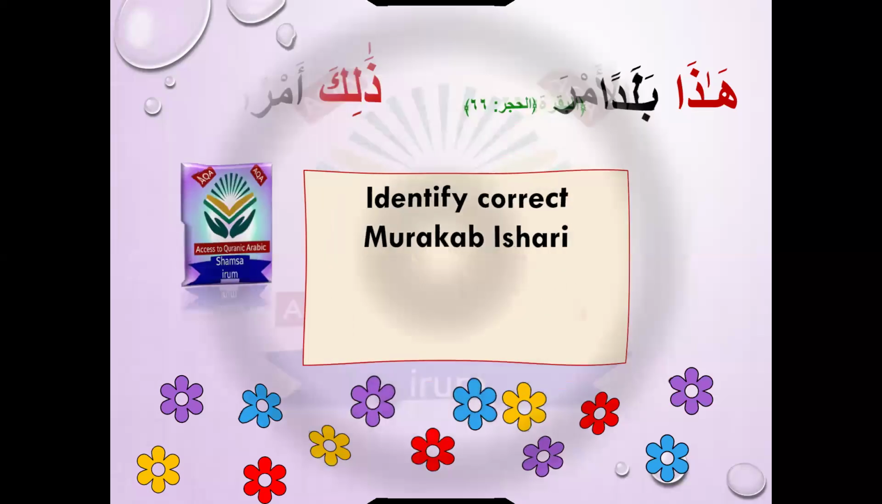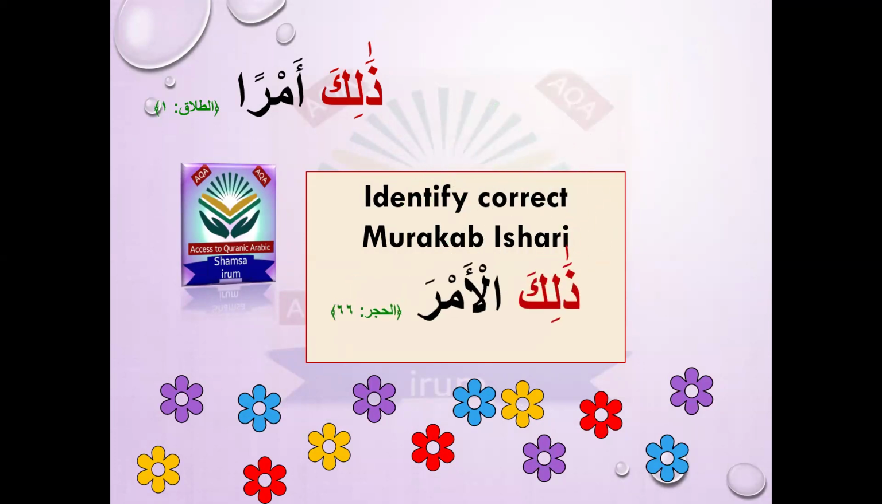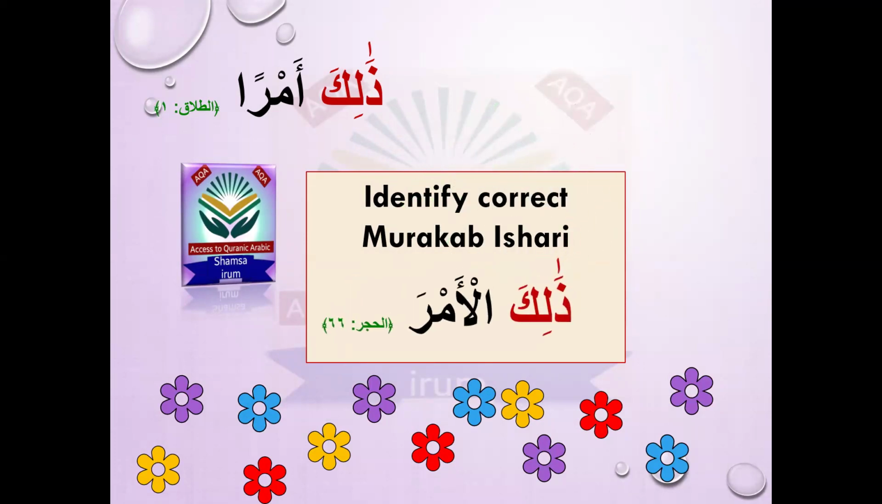Let's go one more game. You have two small ayah from different surah. So identify the correct murakkab ishari. Pause the video and check which one is the murakkab ishari. "Dhalikal amra" is a murakkab ishari, and "dhalika amran" is not a murakkab ishari.